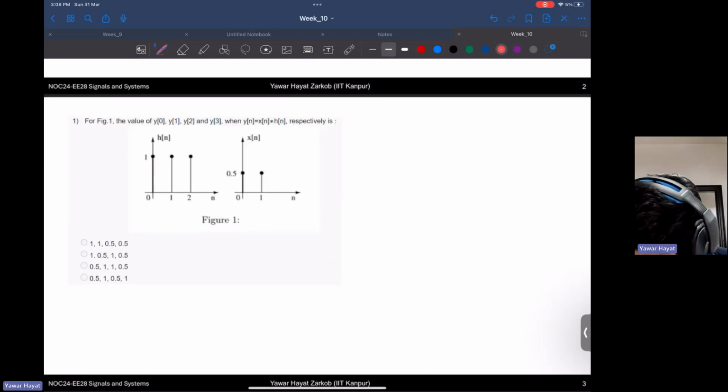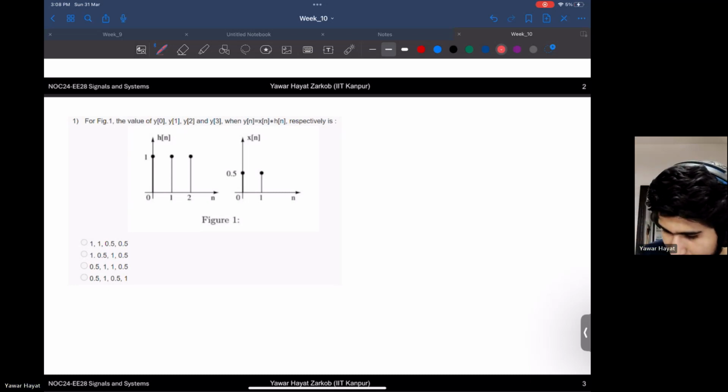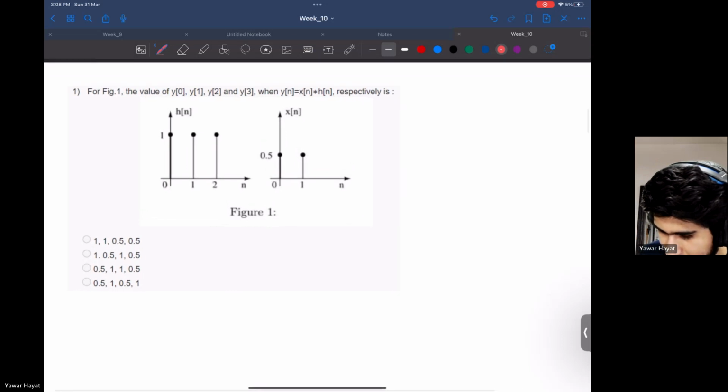For the figure shown, you need to compute the values of y of 0, y of 1, y of 2, and y of 3, where y of n is x of n star h of n, and this star denotes convolution.